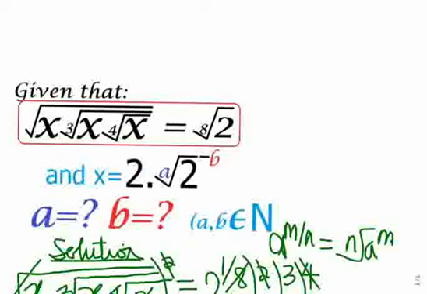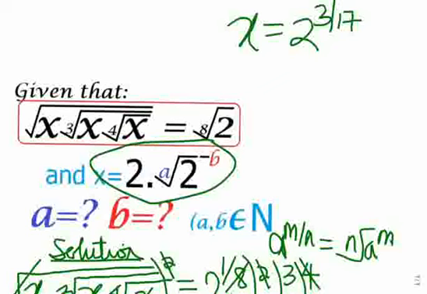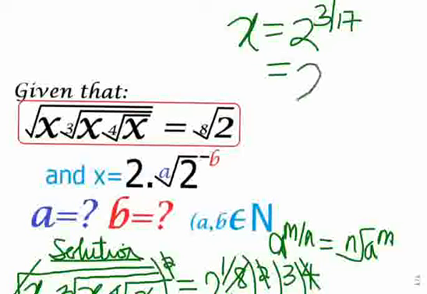Now let's come back to the question. Our x is 2 raised to power 3 over 17. We are asked to express our x in this form. How do we manipulate that so that we're able to get that? To do that, we simply change this 3 over 17. I'm going to manipulate that into 1 minus 14 over 17. 1 minus 14 over 17 will give you 3 over 17.